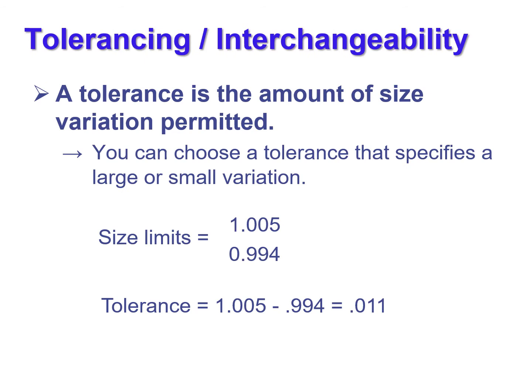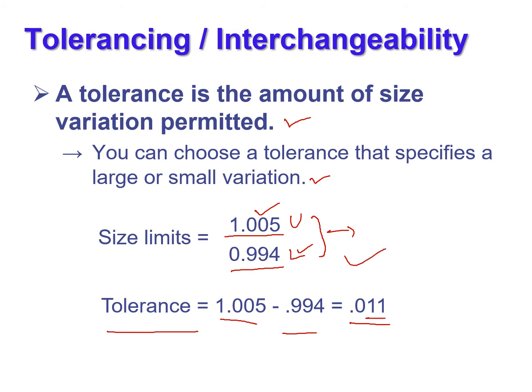So tolerance is the amount of size variation that is permitted. It is the permitted size variation. You can choose a tolerance that specifies a large or a small variation. For example, for the size limits, the upper limit is 1.005 and the lower limit is this. So you can actually calculate the tolerance. You simply subtract the lower limit from the upper limit, as you can see. So the overall tolerance is 0.011 in this case for these dimensions. So calculating tolerance is simple.